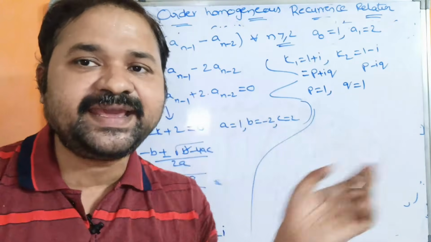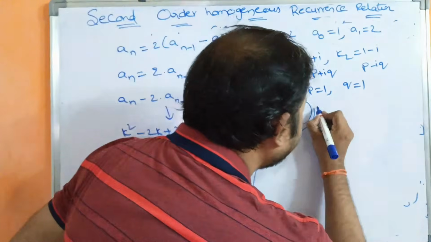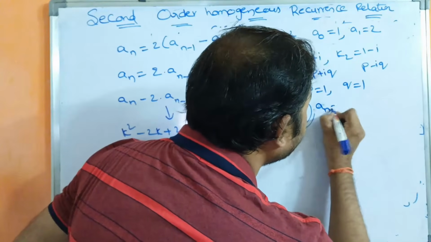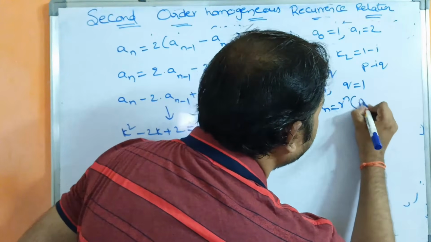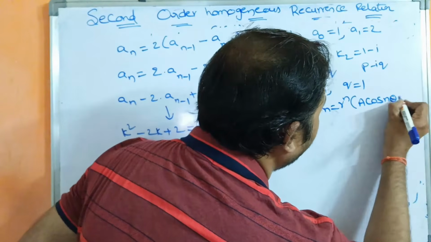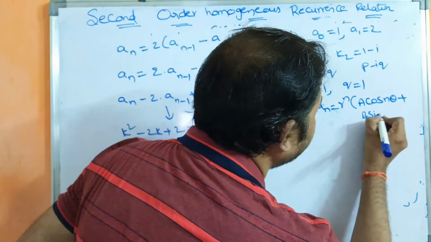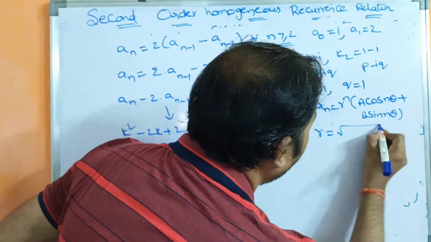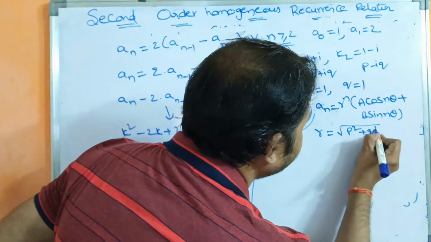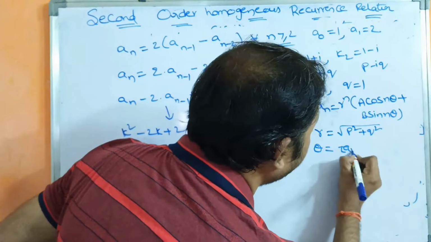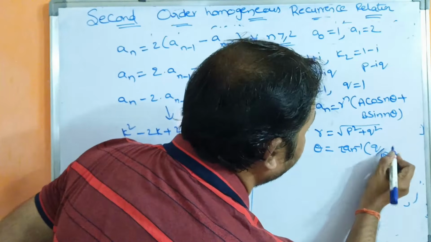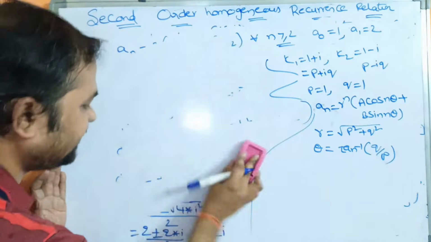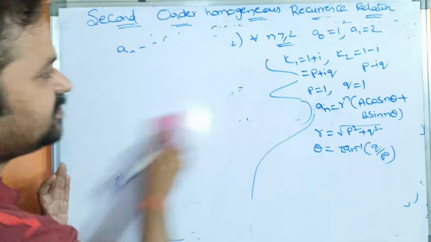So for the general solution we have to follow case 3. In case 3 the formula is a_n is equal to r power n into (A cos n theta plus B sin n theta). The formula for r is the square root of p square plus q square, and theta is equal to tan inverse of q by p. By following these formulas we need to get the solution. For space constraints I am erasing this portion. Let us solve the problem now.